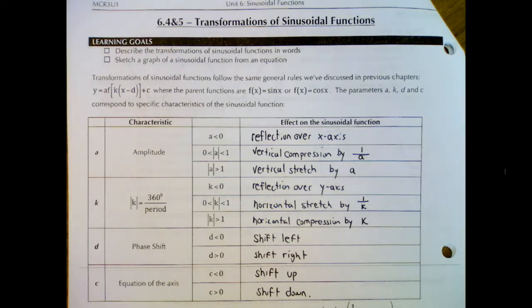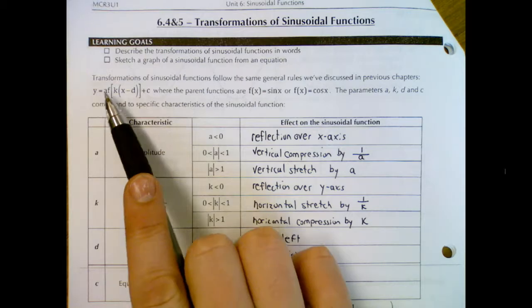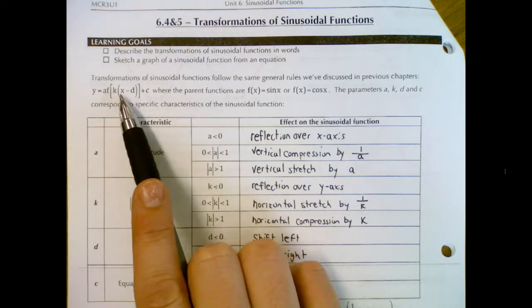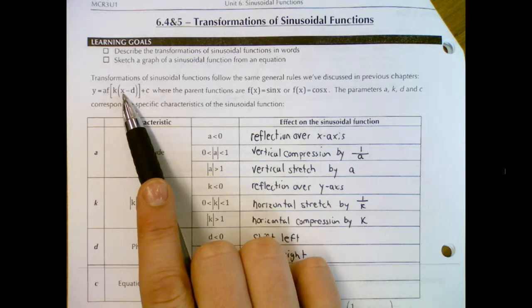Okay, this is lesson 6.4 and 5, transformations of sinusoidal functions. The transformations of sinusoidal functions follow the same general rules that we've discussed in previous chapters for any function. You can transform it four ways. You can have an A, a K, a C, or a D. K and D act on X, so those are your horizontal transformations.